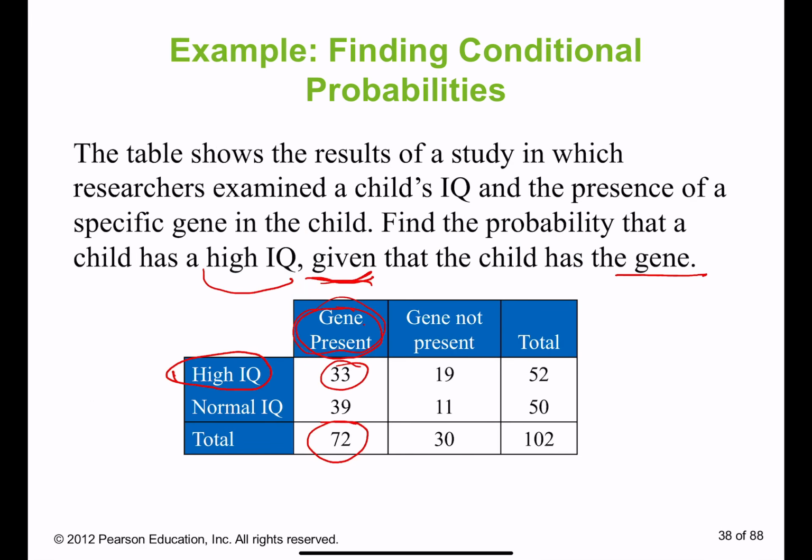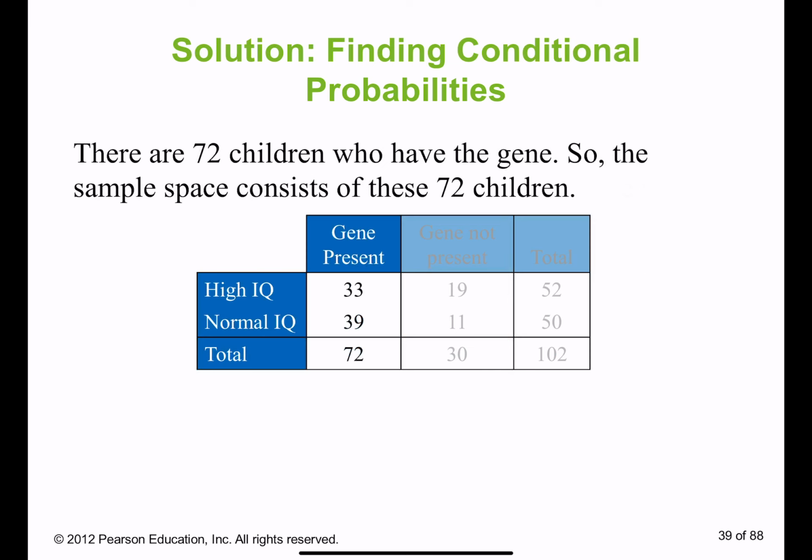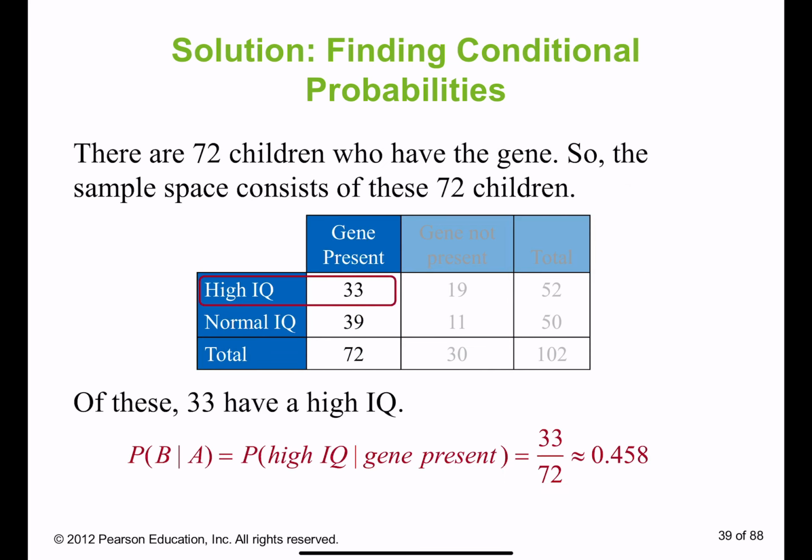That's why I was underlining: when it says given, that given becomes your total. And what is given? The present gene, 72 total. Therefore, for high IQ, we are going to look at 33 out of 72. Okay, that's a conditional probability. The condition is that the gene is present.